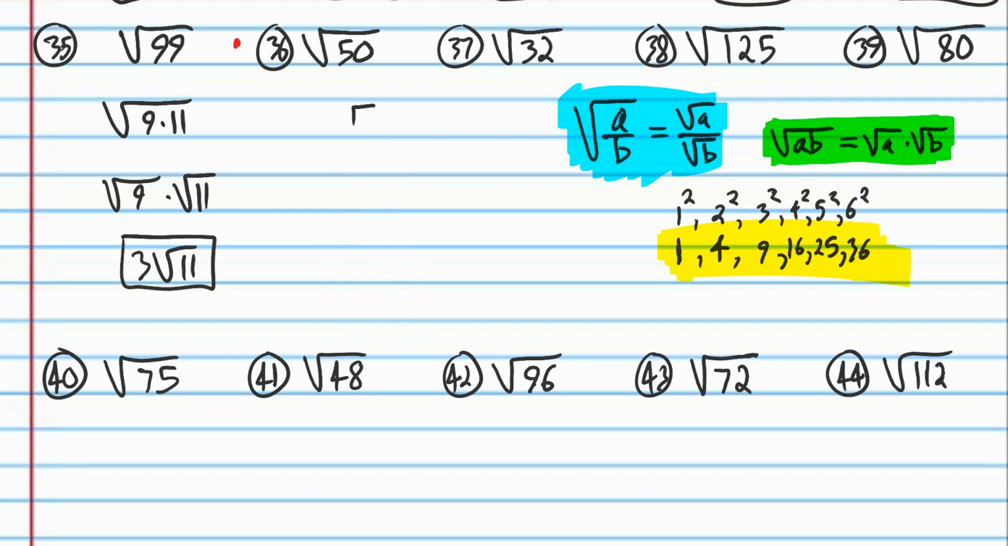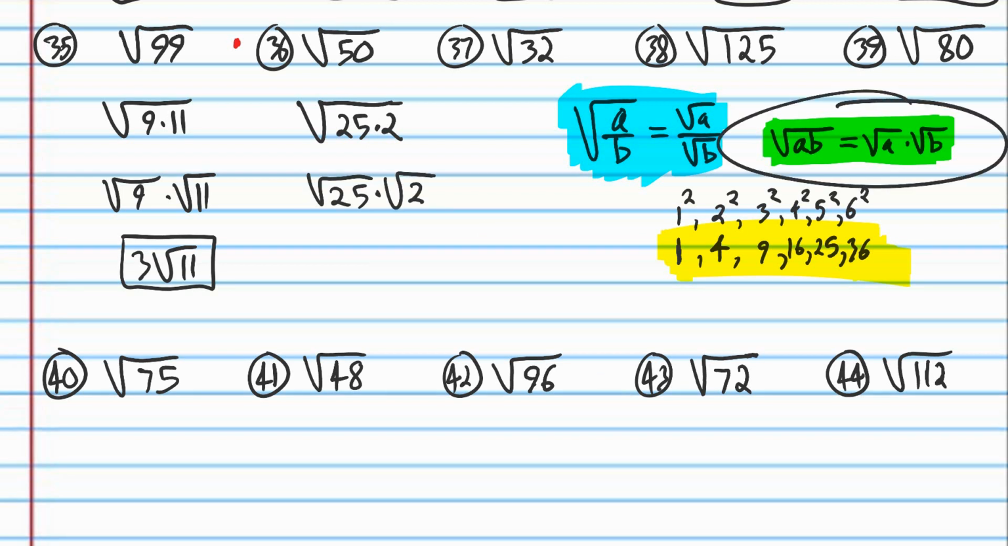So we're going to use that 25. So we're going to make this 25 times 2. And again, you want to write your perfect square far to the far left here. And we're going to use the green principle. Remember, whenever I say green principle, I'm talking about this thing over here.